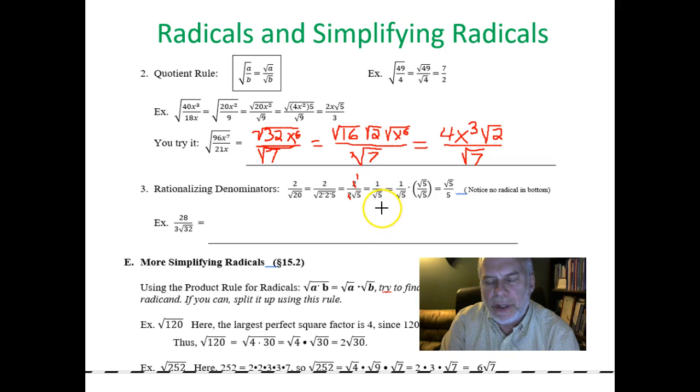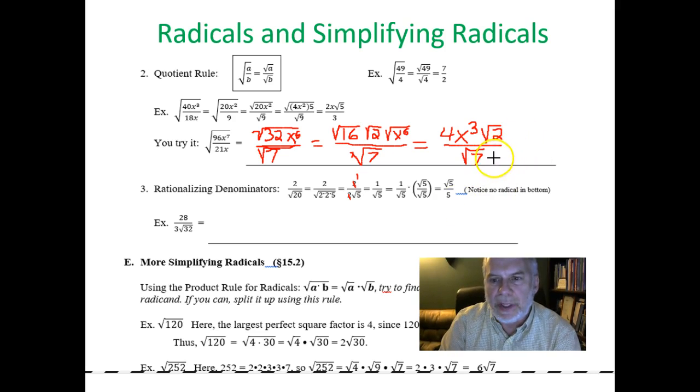And to get rid of the radical on the bottom, you can multiply top and bottom by that radical. So if I multiply top and bottom by the square root of 5, on the bottom I have square root of 5 times square root of 5. Now square root of 5 times square root of 5 is just plain 5. Remember, anytime you have the square root of something times itself, it's just going to be the number inside the radical. So we end up with square root of 5 on top over 5.